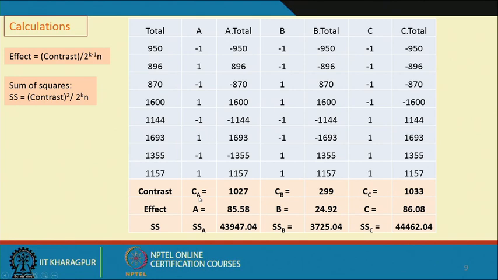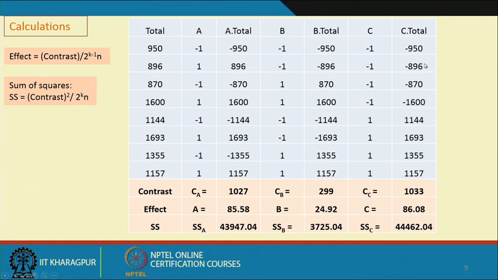Once you have the contrast, you find the effect. Effect is the contrast divided by 2 to the power, that means here 4n. What is n? n equals 3, so 4 into 3 is 12. So 1027 by 12 is this, 299 by 12 is this, and so on for the third. Then what will be SS? SS will be the contrast squared by 8n, 8 into 3, 24. So 1027 squared by 24 is this, 299 squared by 24 is this, and this squared by 24 is this. So this is for A, B, C.